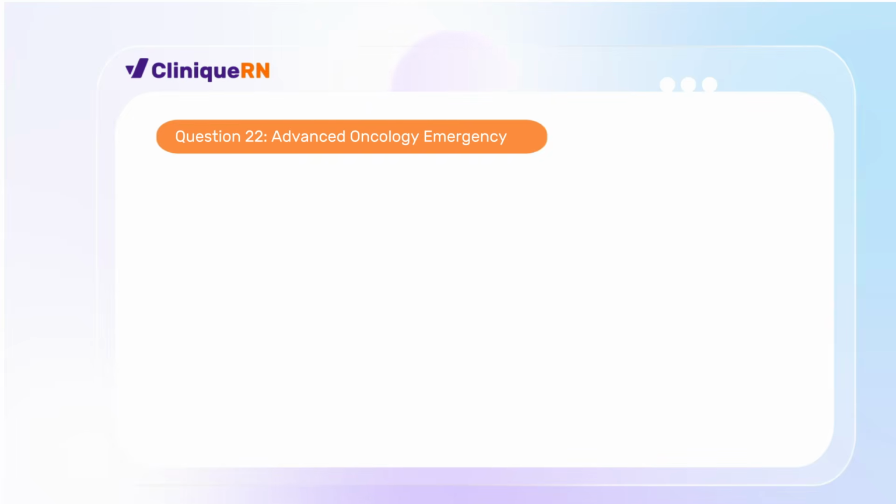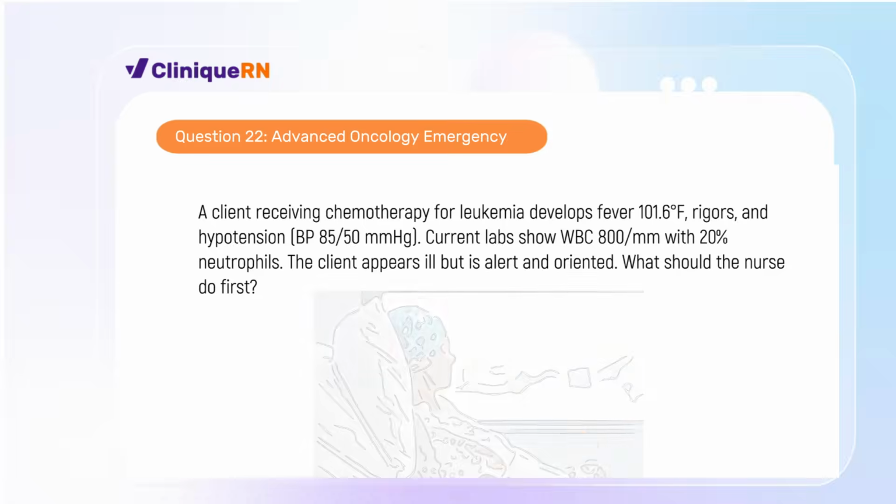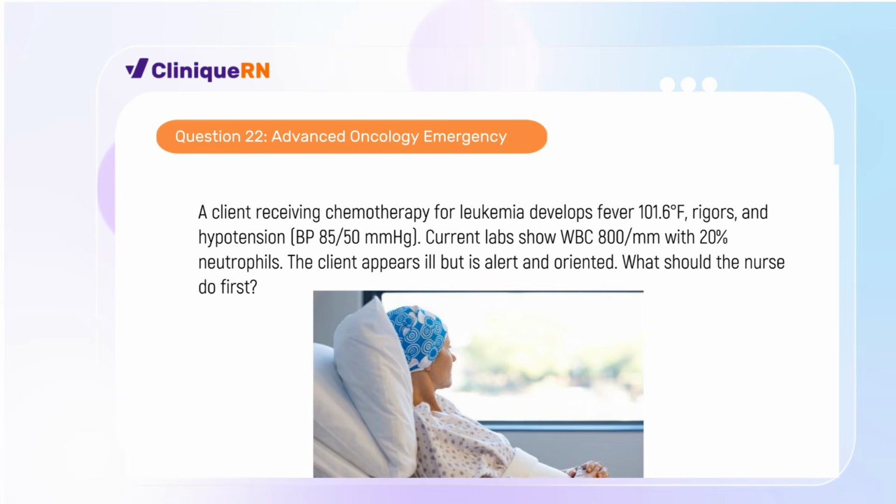Question 22. Advanced oncology emergency. A client receiving chemotherapy for leukemia develops fever 101.6 degrees Fahrenheit, rigors, and hypotension, blood pressure 85/50 millimeters of mercury. Current labs show white blood cells 800 per cubic millimeter with 20% neutrophils. The client appears ill but is alert and oriented. What should the nurse do first?